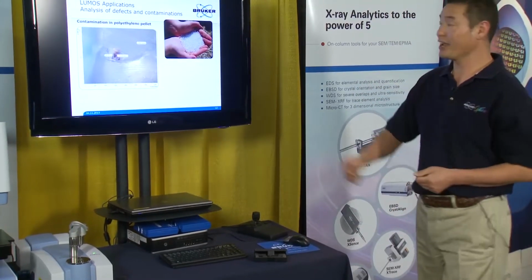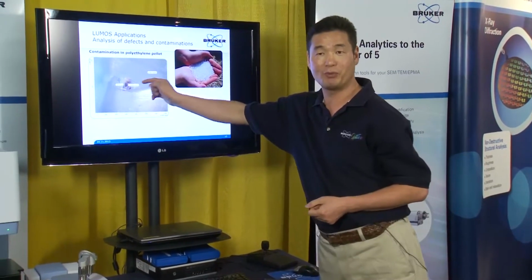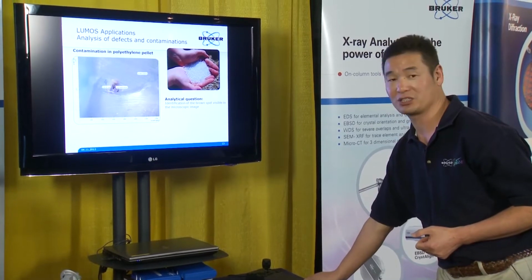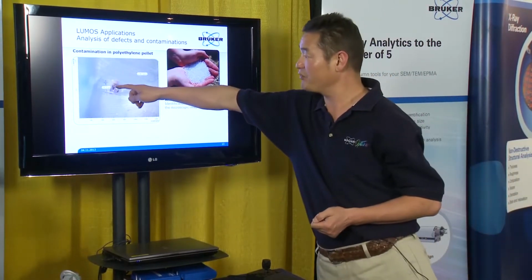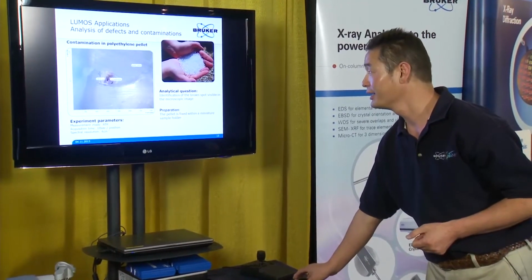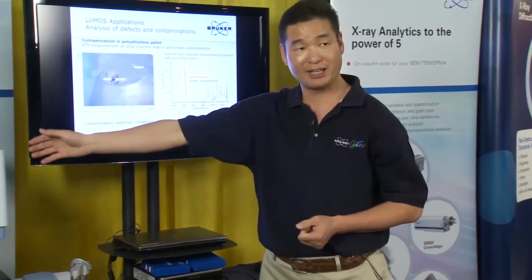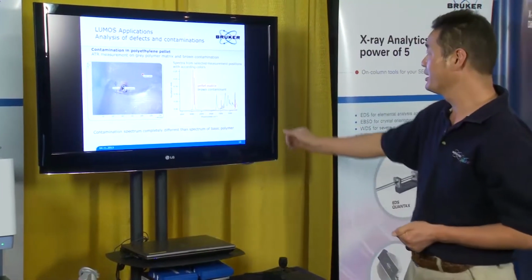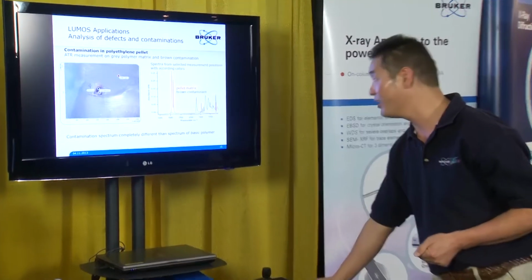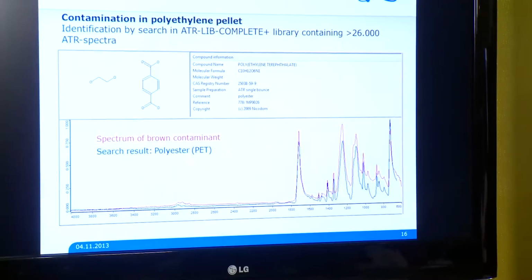Here's an example. If I have polymer beads and there's a little brownish spot on one of them, what is that? It's a contamination. So we use the microscope. Notice the scale here is very small. It's only 180 microns. We can get the infrared spectrum from this in about 15 seconds. The library search gives you the correct ID of this sample as polyester very quickly.